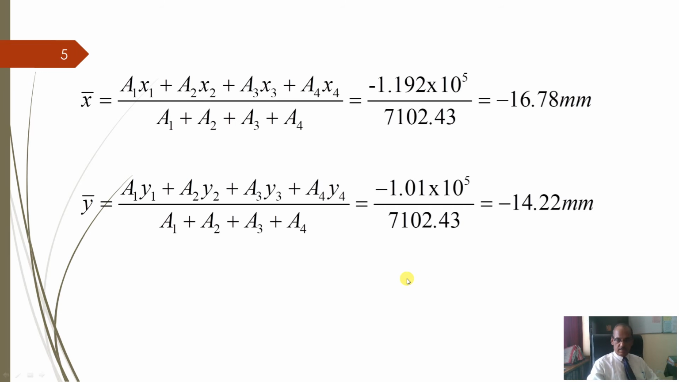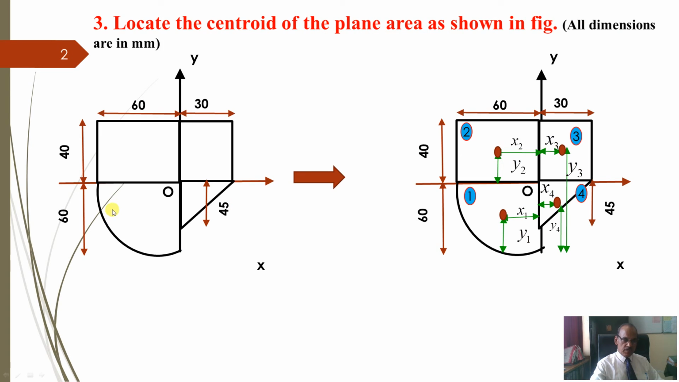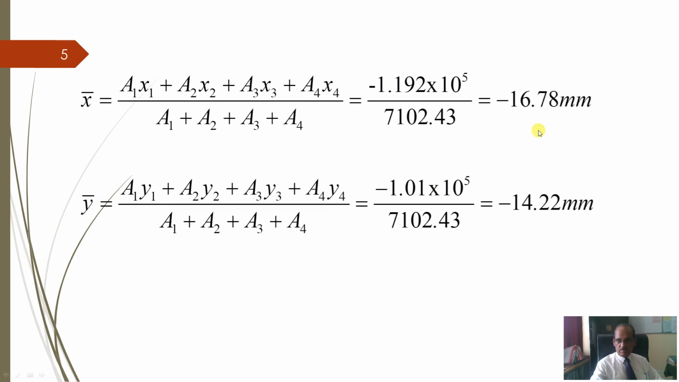Both are negative. What is the meaning of this? The meaning is that the centroid is somewhere here. The x coordinate is negative, the y coordinate is also negative. The centroid is somewhere here in this region. So that is the meaning of the final answer which we got.